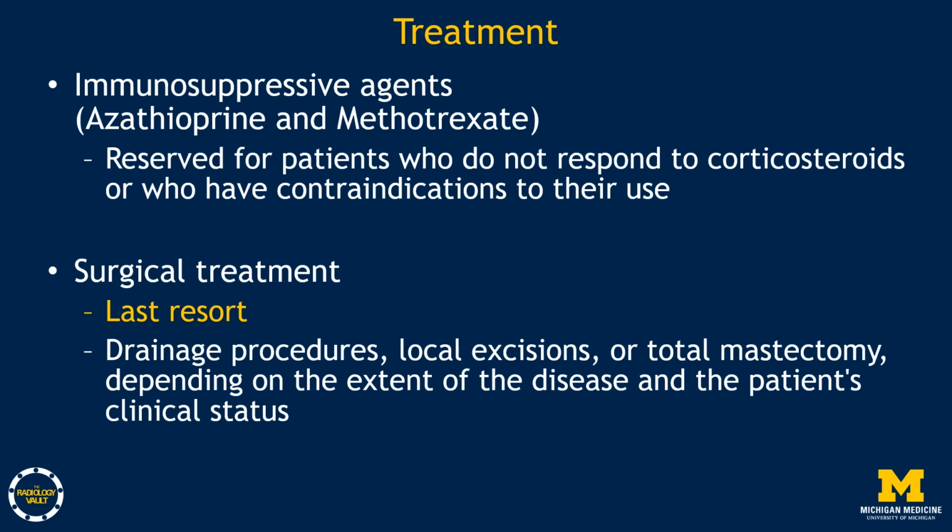Treatment can also include immunosuppressive agents such as methotrexate, and that's usually reserved for patients who don't respond to steroids or who have a contraindication to their use. And then surgical treatment is the last resort. That can include drainage procedures, local excisions, or even total mastectomy, depending on the severity. These patients will often be sent to surgery, as well as possibly rheumatology or infectious disease, for their continued treatment of granulomatous mastitis.